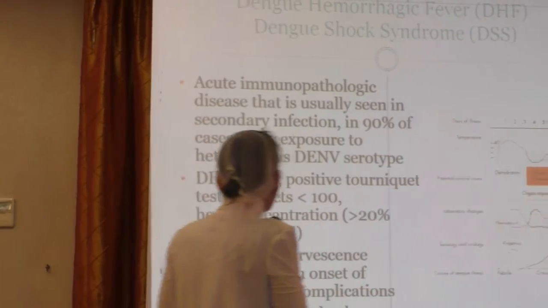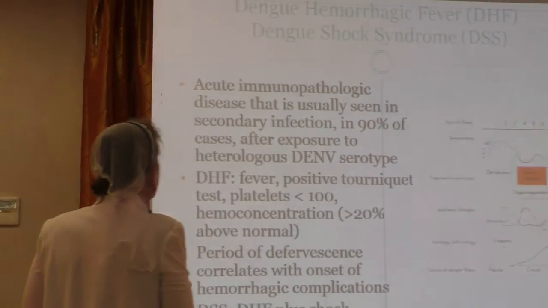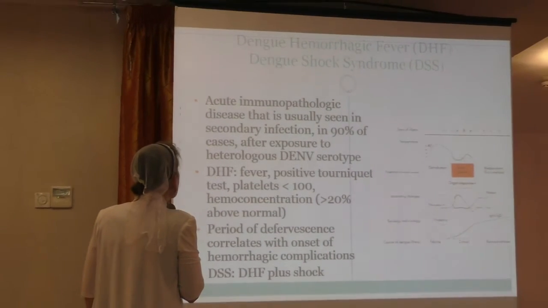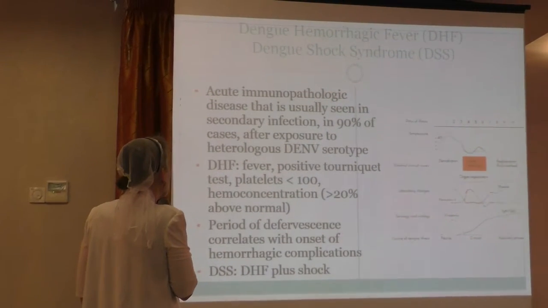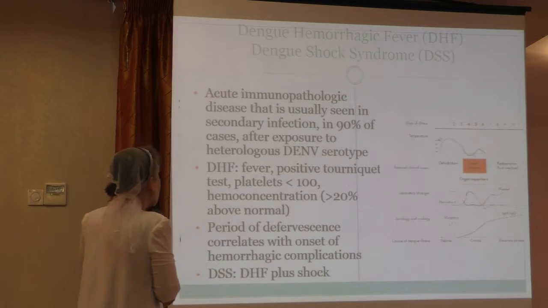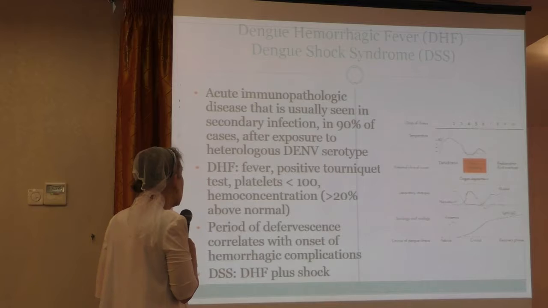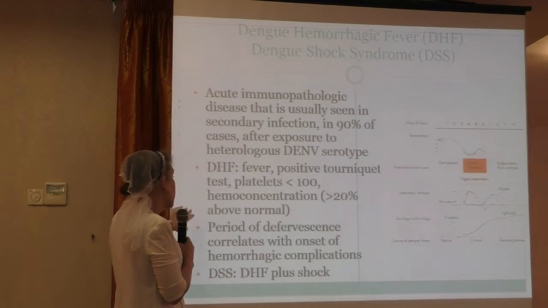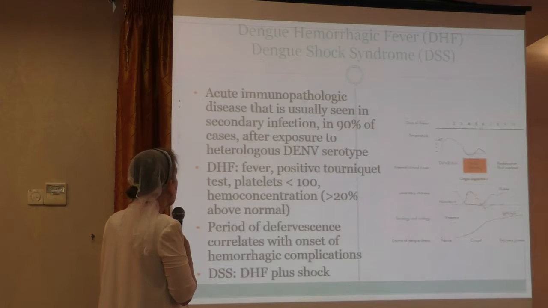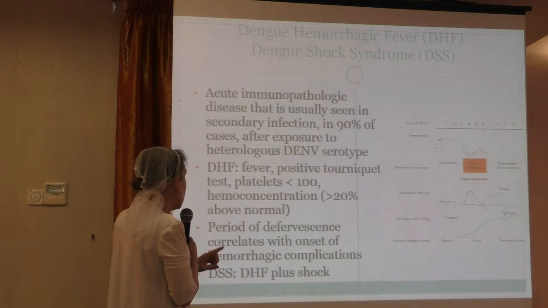All right, so dengue fever, hemorrhagic fever, again, shock syndrome. They're really sick. Again, they have this positive tourniquet test, platelets less than 100, hemoconcentration, and how do we treat these people? Next one.